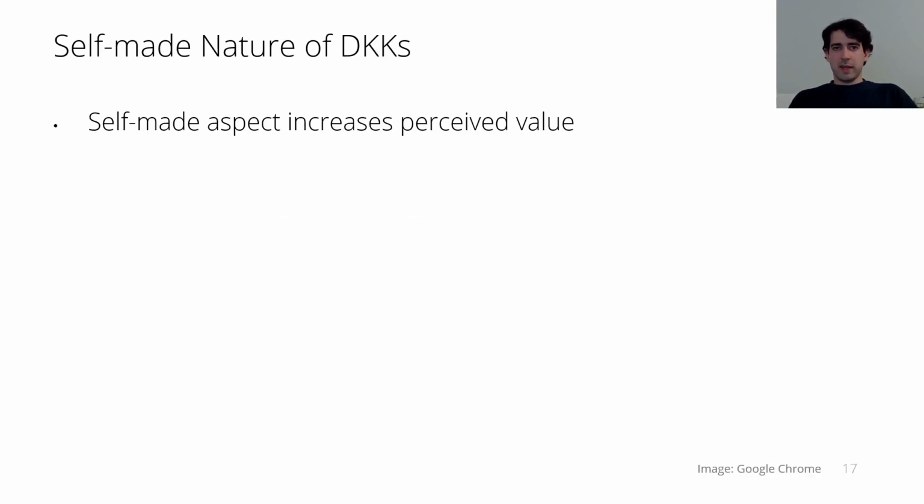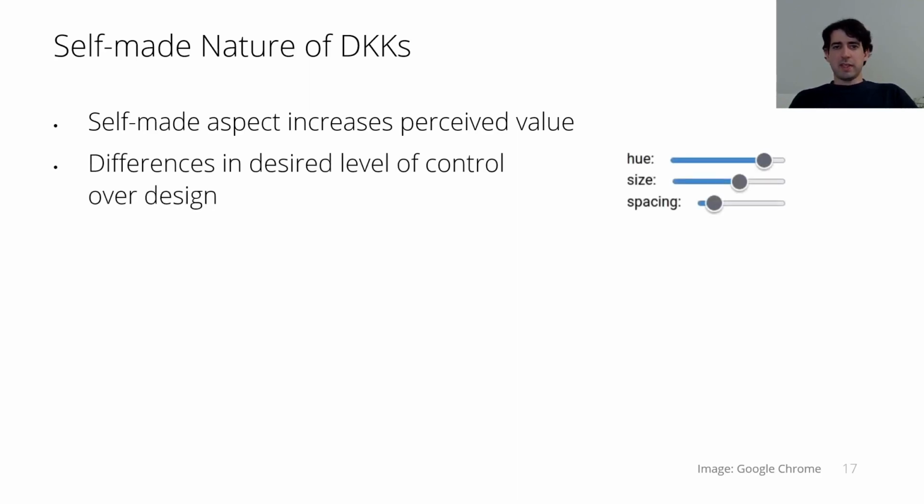The self-made aspect of our digital knick-knacks affected how they were perceived. This aspect was important to participants because it increased the digital knick-knacks' perceived value. But participants had varying preferences for levels of control over what they'd want for the design. For example, some participants appreciated the ability to select from pre-made options that went well together, whereas other participants wanted more granular control over design elements.